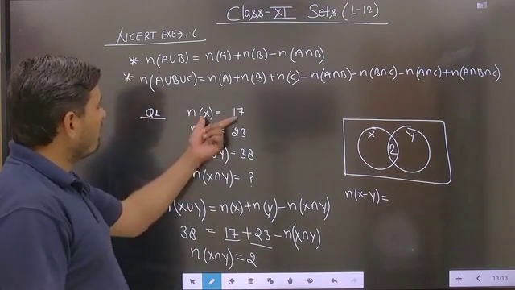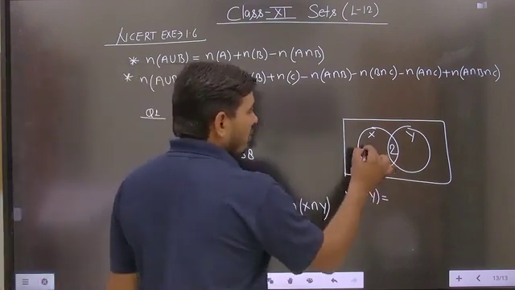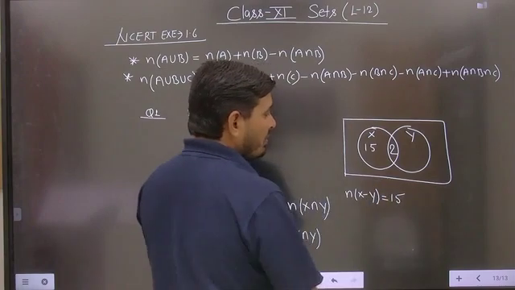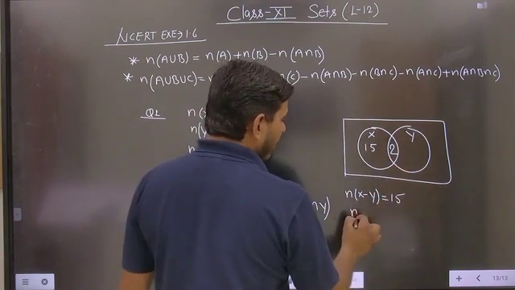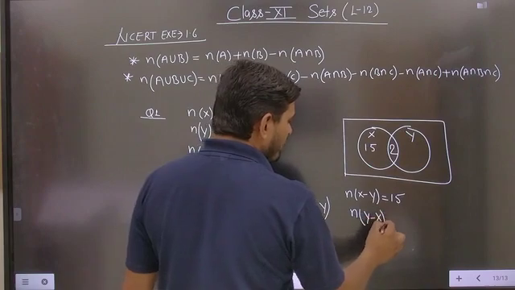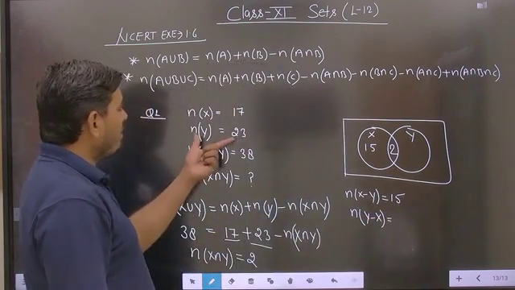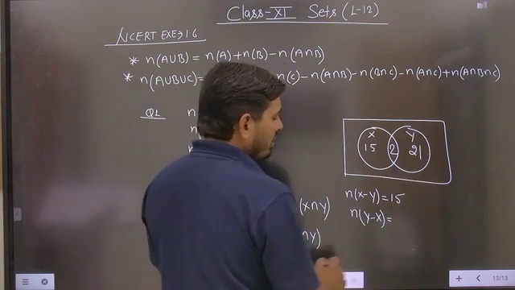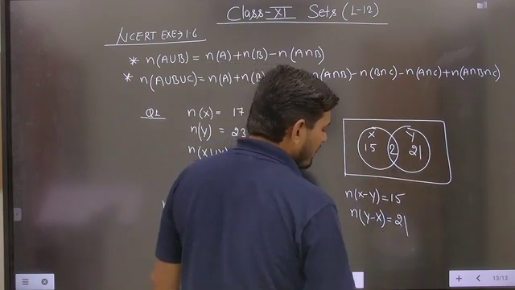So total number of elements will be 17. Here 2 will already be there, then 15 you can write. So this particular part has the answer 15. Here n of y minus x means only the elements of set y. Then the total number of elements in y is 23. Here 2 will be there, then you can write here 21. So basically 21 elements are to be there.